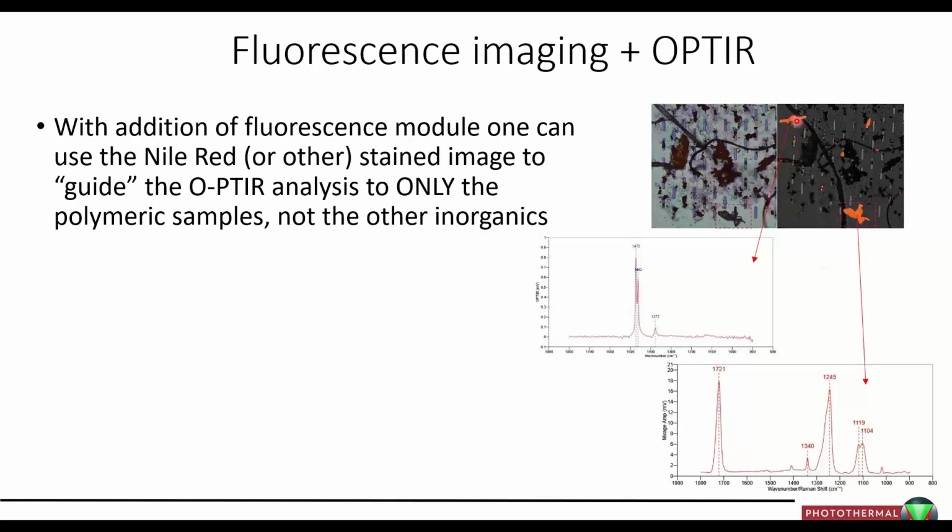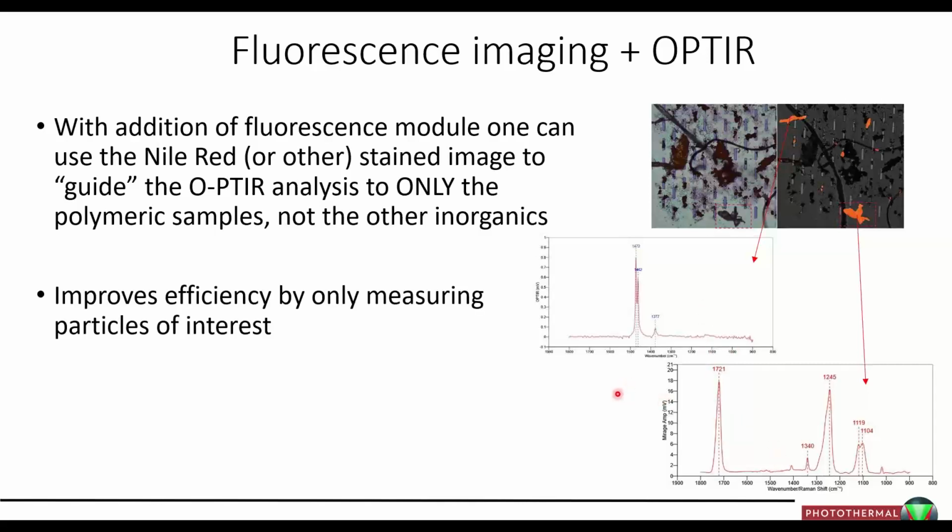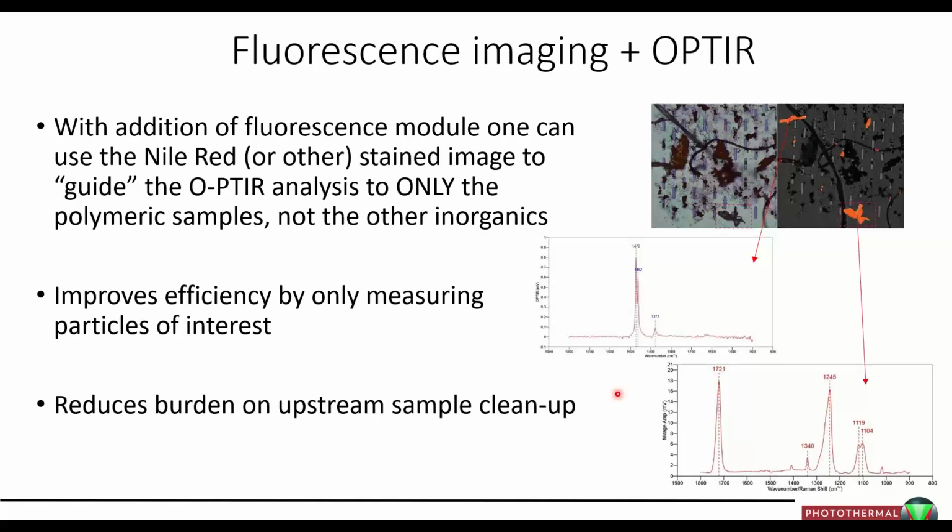And when we go in there, guided by the fluorescence image, we collect pure polymer spectra that are easily recognizable. Most of you probably won't even have to search that in the library. That's PET, that's PE, and that's PET underneath it. So this really improves the efficiency by only allowing you to measure the particles of interest. And that reduces the burden on upstream cleanup, because there's a huge science when it comes to microplastics about how you treat and clean up the microplastics in order to most easily and efficiently measure them. Well, if you could do less work upstream, it helps the overall workflow be a lot more efficient.